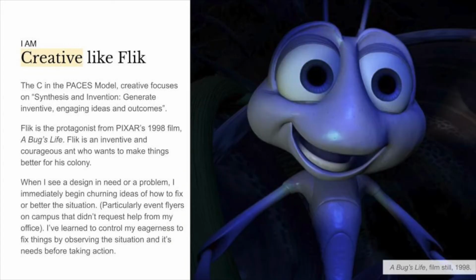So it really shines with my creative work. The C in the PACES model is creative, which focuses on synthesis and invention, generating inventive, engaging ideas and outcomes. When comparing myself to the PACES model, I think I'm creative like Flick. And Flick is the protagonist from Pixar's 1998 film A Bug's Life. Flick is an inventive and courageous ant who wants to make things better for his colony. Sometimes his inventions don't really help out though, and are a little unnecessary.